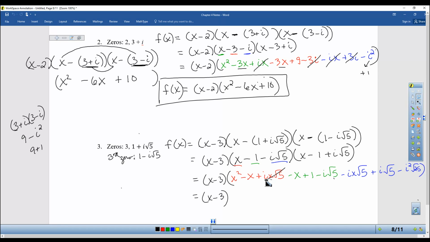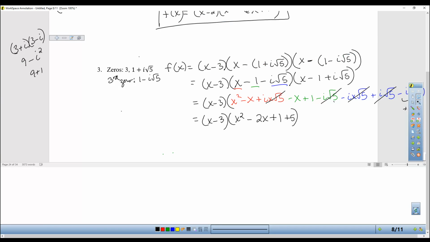So luckily some things cancel. These cancel and these cancel. That gives me x squared minus 2x plus 1. And this guy becomes a 5, and the negative i squared becomes plus. So plus 5 for a final answer of x minus 3 times x squared minus 2x plus 6. Of course, you can multiply that out all the way, like I said, the book will.